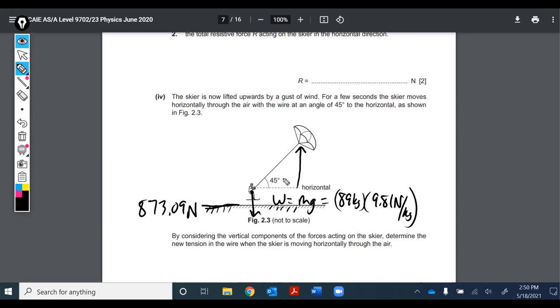And so now we know we're solving for the new tension in the wire. So that's this, right? What's the tension in this wire? The wire is here. We know the vertical component of this tension is 873.09 newtons because the downs got to equal the ups, right? If there's no acceleration, there's no net force in the y direction. So we know the vertical component is this, same as the weight. And now we've got the side opposite, the hypotenuse.